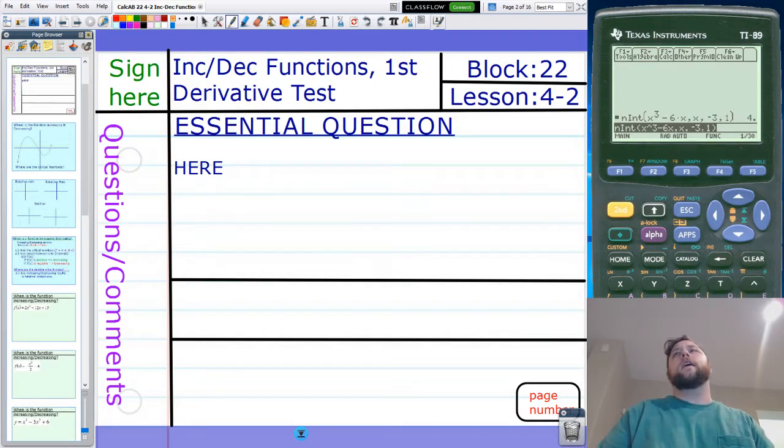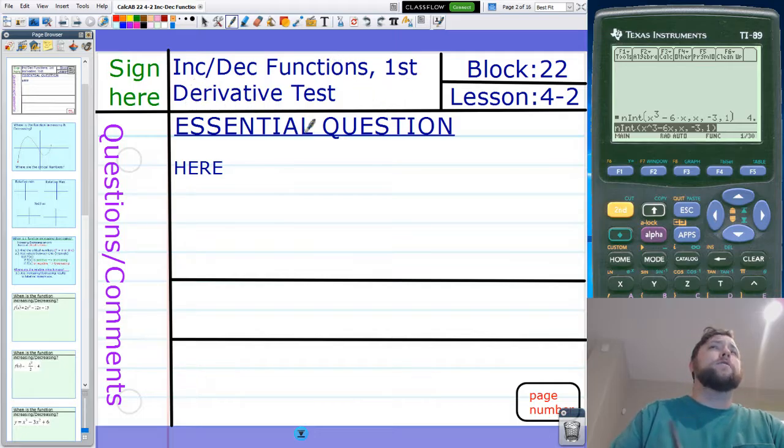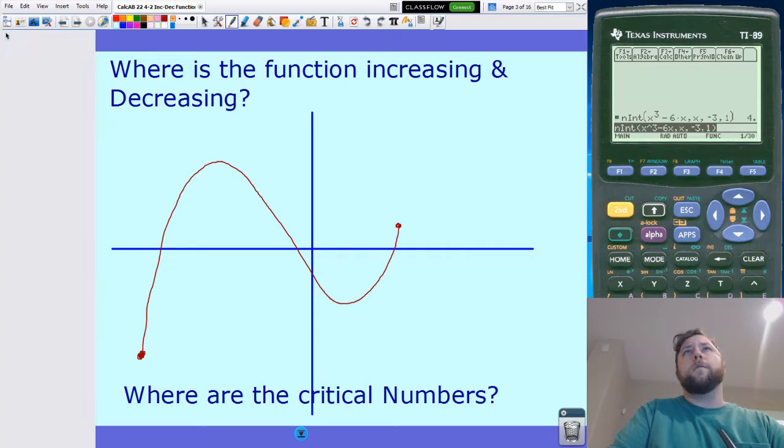Welcome, Calculus AB. This is lesson 4.2, increasing and decreasing functions, and the first derivative test. Let's begin. So, going back to this function.